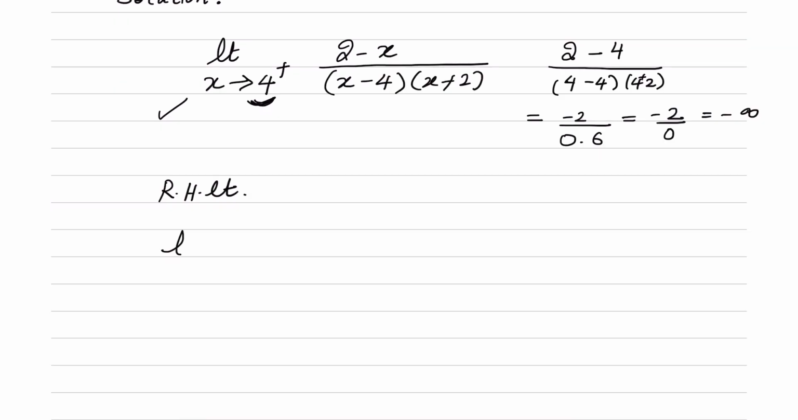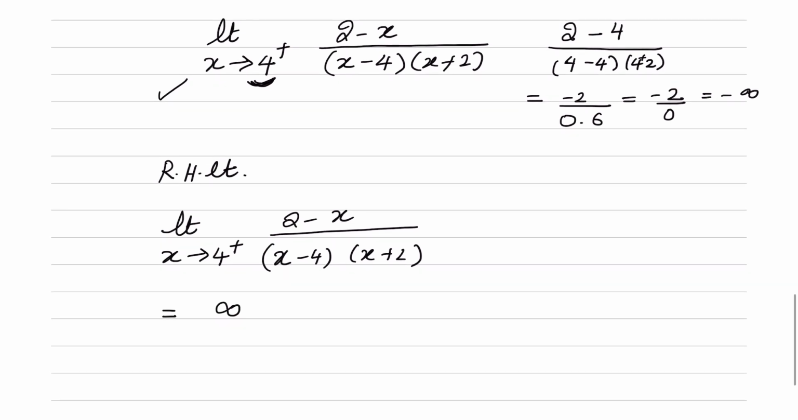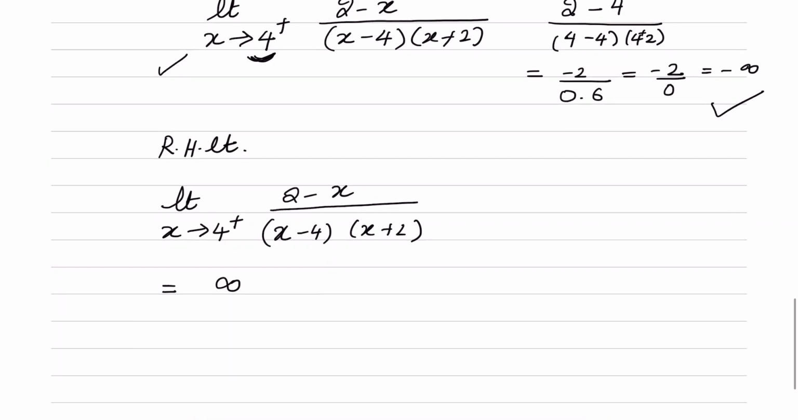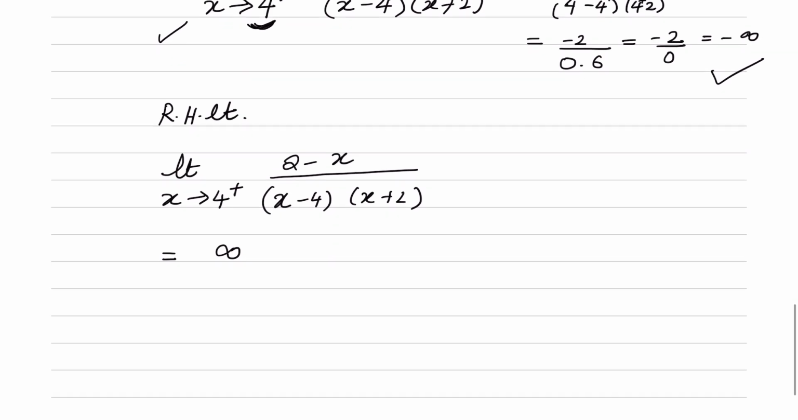To do that, for this limit 4 plus, we will put the function (2 minus x) over (x minus 4)(x plus 2), and we will put our answer infinity. Even though we got minus infinity here, we will always put the answer as infinity and then we will put the appropriate sign, either plus or minus. To decide on the sign, we will do some rough work.